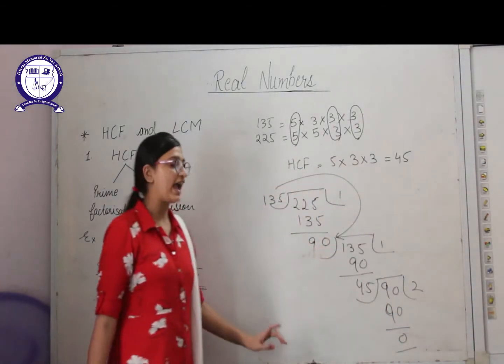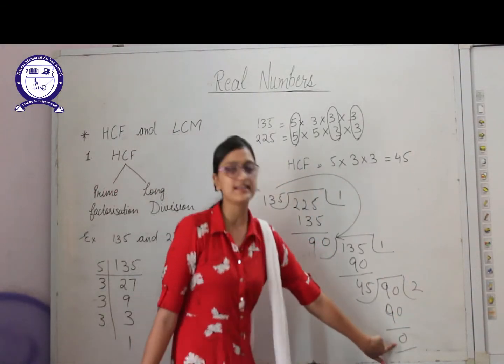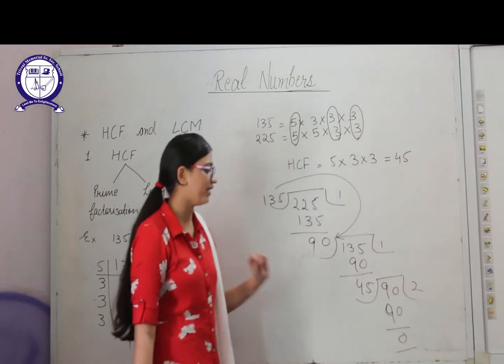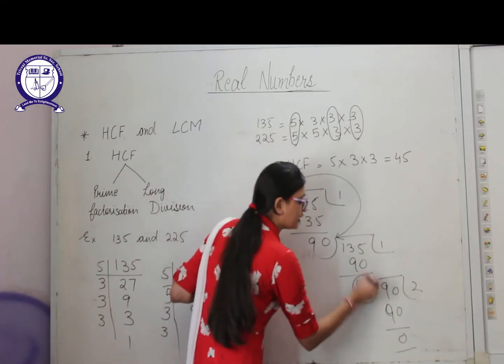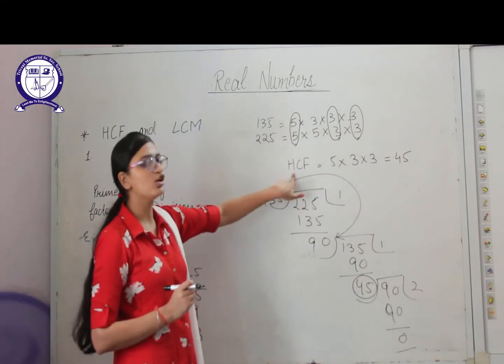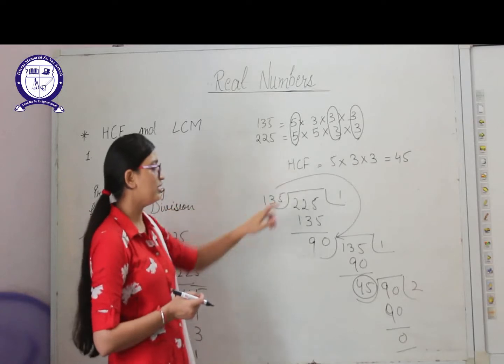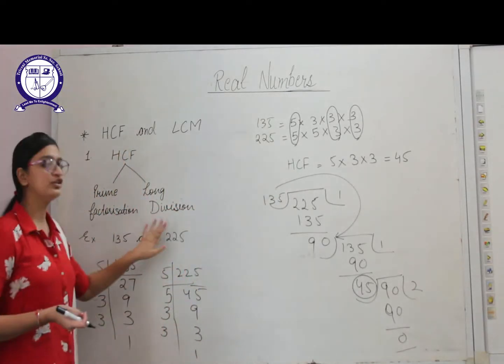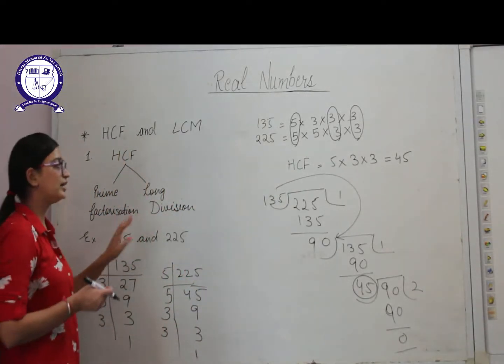So the number at which we get the remainder as 0 is the highest common factor, that is this 45. We can see that here we also got the answer as 45. So it doesn't matter by which method you find the HCF, the answer will be the same.